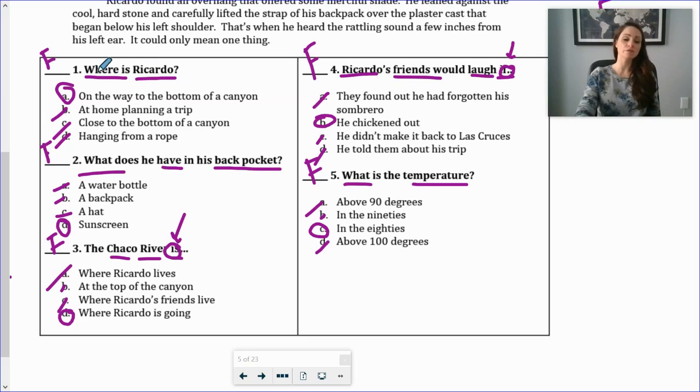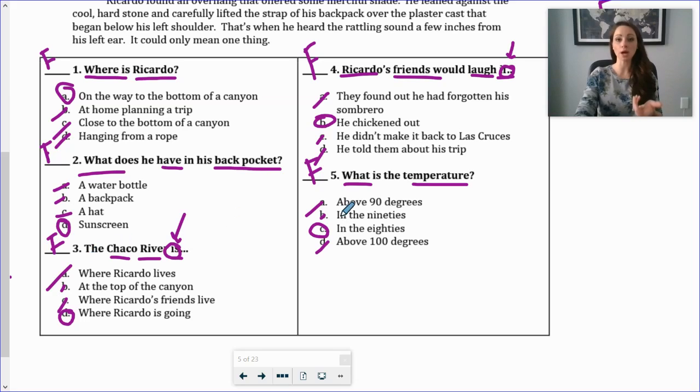Where is Ricardo? Factual. What does he have in his back pocket? Factual. Now this one I got a little hung up on, number 3. The Chaco River is. That word made me pause and wonder, is it asking me for a fact? So to clarify, I snuck down here and skimmed over the answer choices. Once I read them, I realized it's just asking me to basically regurgitate a fact from up top. It's asking me to identify something that the passage is telling me. So it's definitely a factual question.